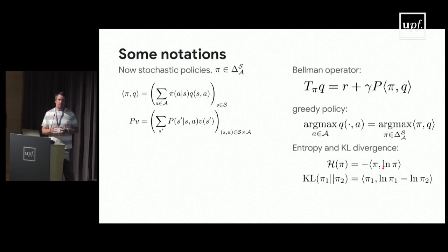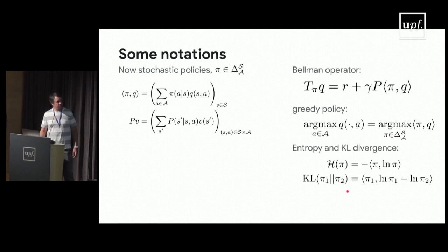Entropy says how diverse your policy is. The policy with maximum entropy will be the uniform policy. It will have an entropy of log of the number of actions. And if you consider a deterministic policy, it will have an entropy of zero, which is the minimum possible entropy.